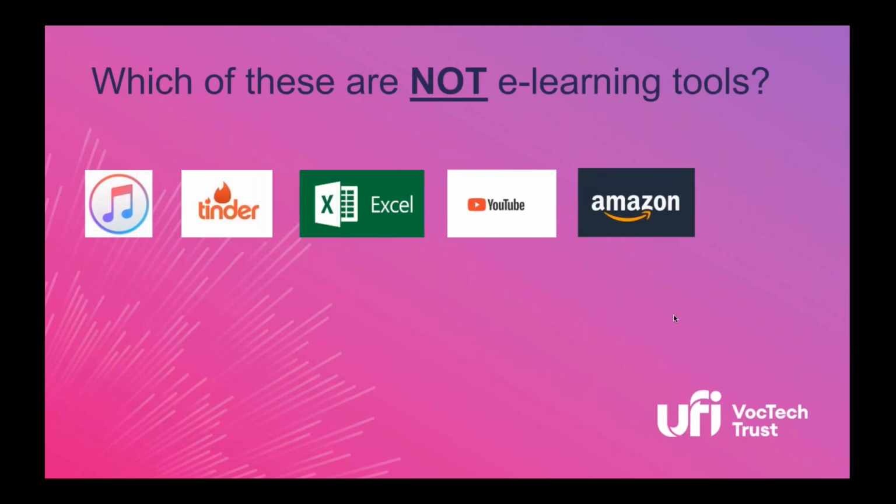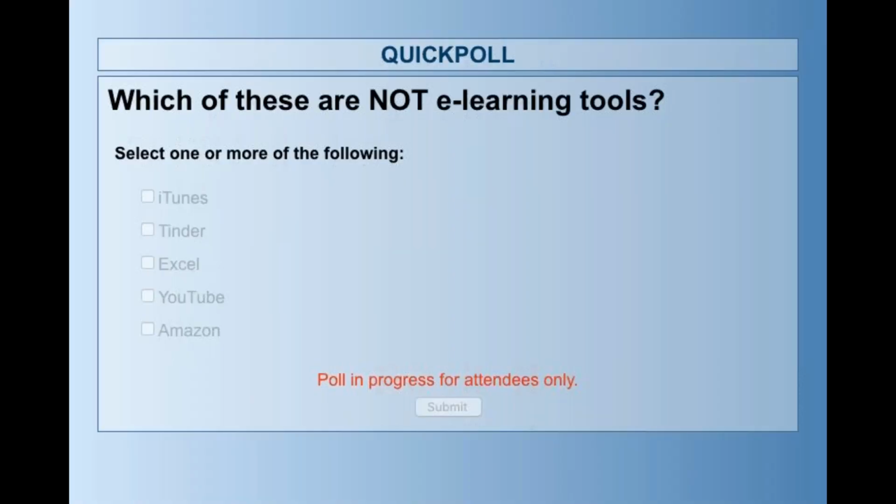Which of these that you can see currently on the screen are not e-learning tools? iTunes, Tinder, Excel, YouTube, and Amazon. Okay, thank you very much. It's lovely seeing the data pouring in. Okay, I'll stop that there.